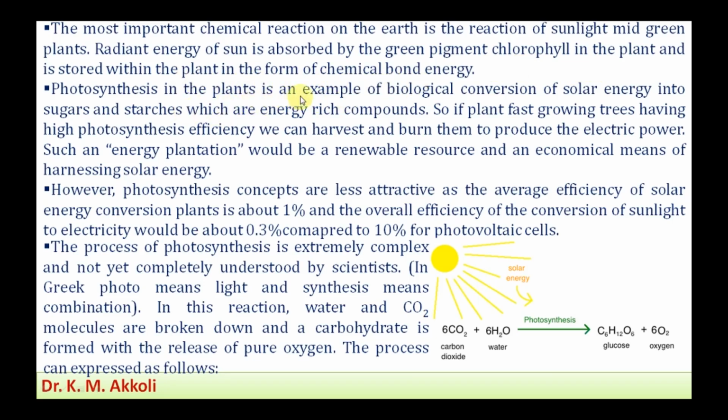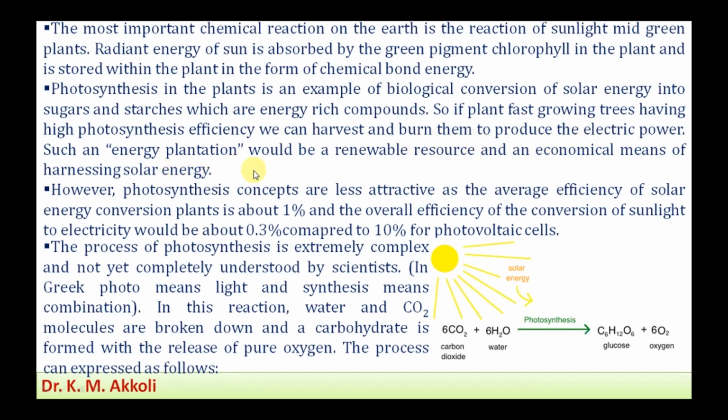Photosynthesis in the plant is an example of biological conversion of solar energy into sugars and starches, which are energy rich compounds. So, if fast growing trees have high photosynthesis efficiency, we can harvest and burn them to produce electric power. Energy concern, we can use this one, and that is such an energy plantation.